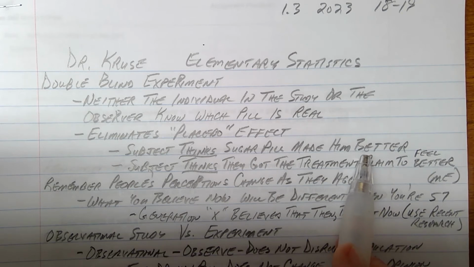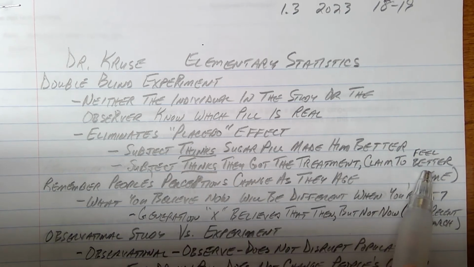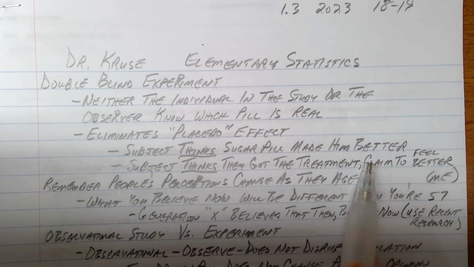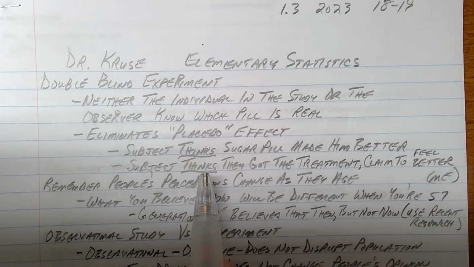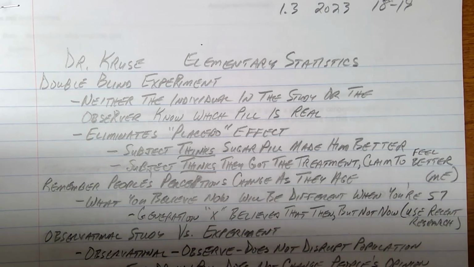Well, that kind of screws up our study. That screws up our experiment when the placebo effect happens. The subject thinks that they got the treatment, and they claim to feel better, all right? That messes up our results. We need to know who got the real medicine and did it make them feel better. When these guys that didn't get the medicine say they got better, that messes up our results.